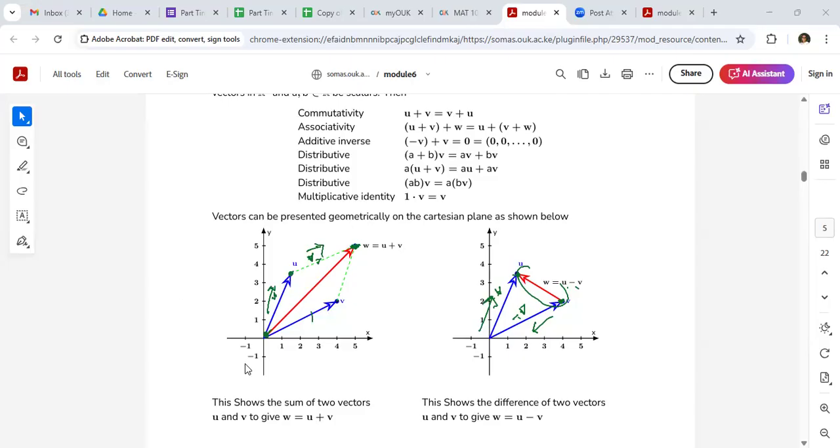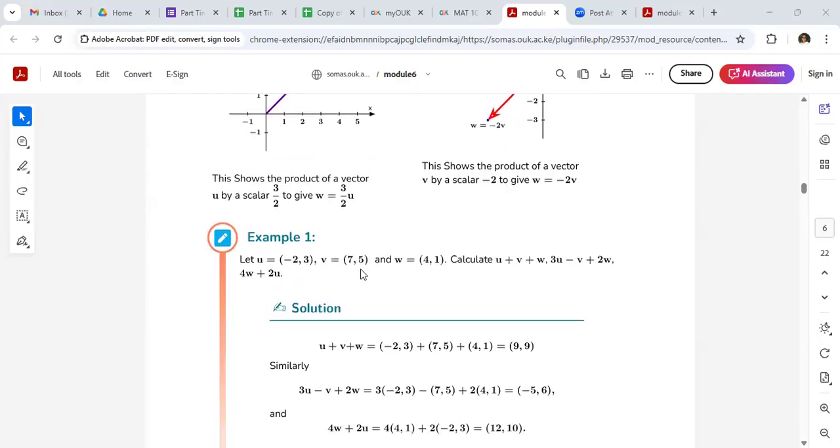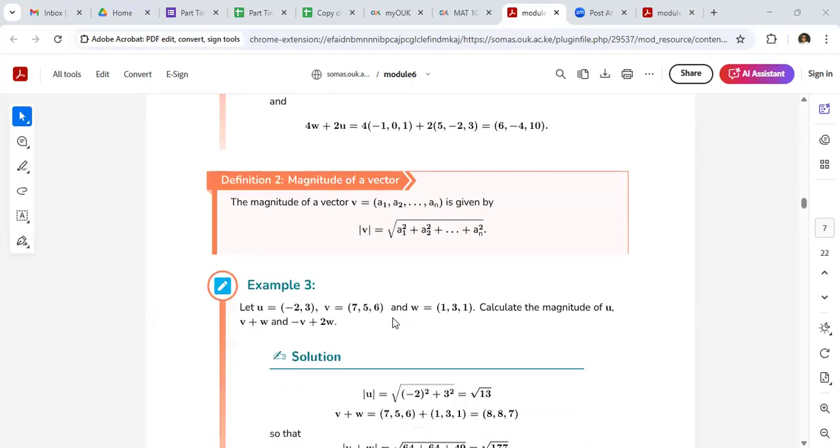Then, scalar multiplication: I've demonstrated scalar multiplication. You multiply every element in the vector by the scalar. I gave an example on vector addition and multiplication that was covered. And then we have the magnitude of a vector. The magnitude of a vector follows from Pythagoras theorem.